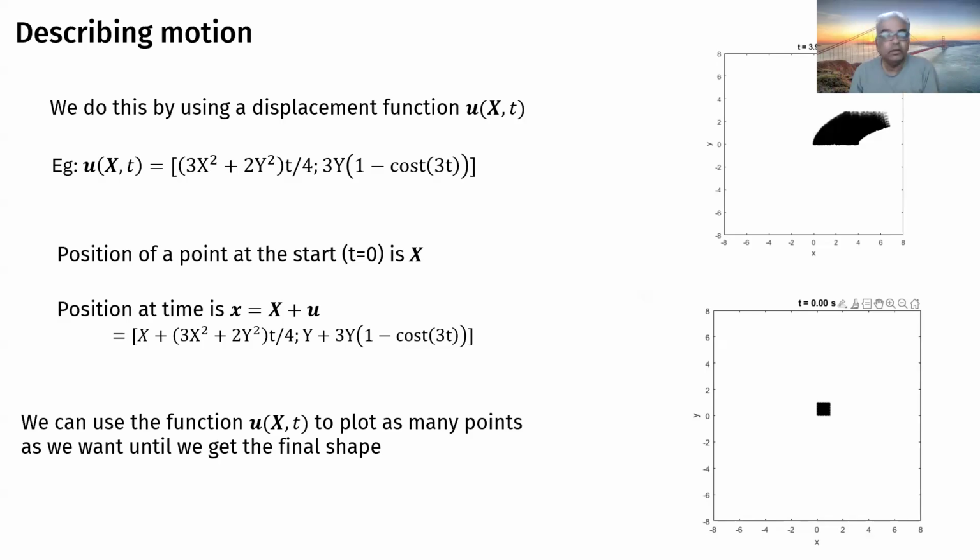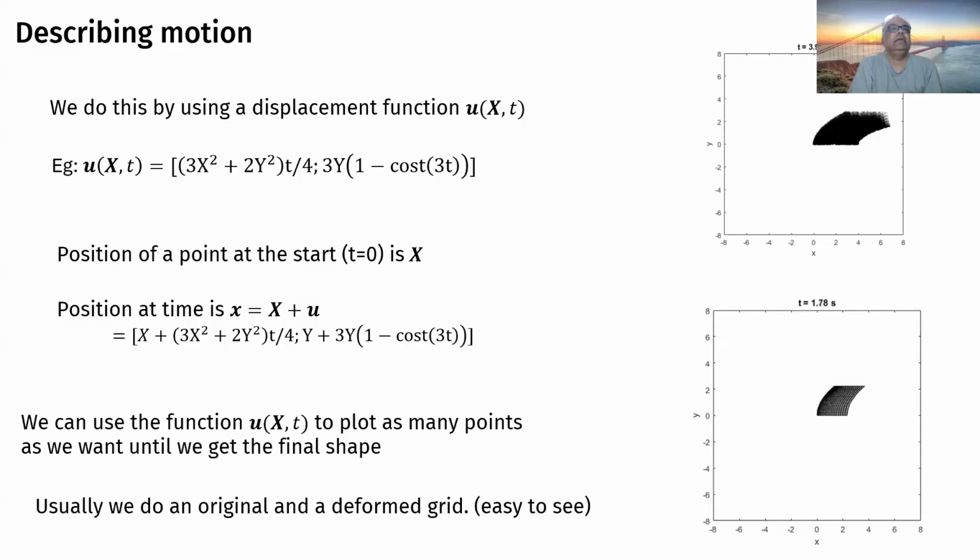There's another way to do it, which is by drawing a grid. With a grid, it's easier to see the motion, and we will actually use this much more than the point cloud technique for our class. But sometimes point clouds are convenient. So this is how we describe motion.